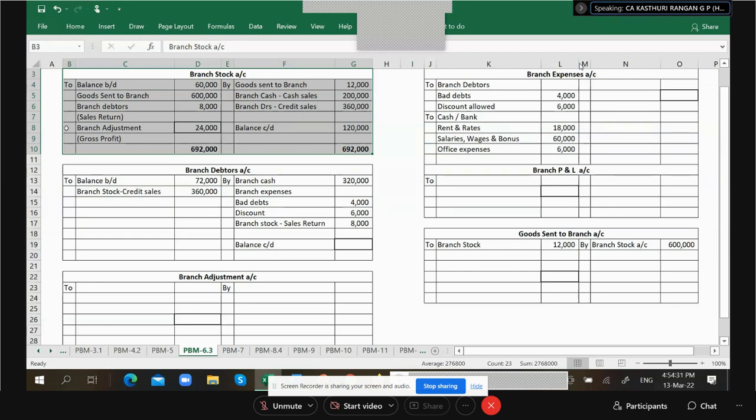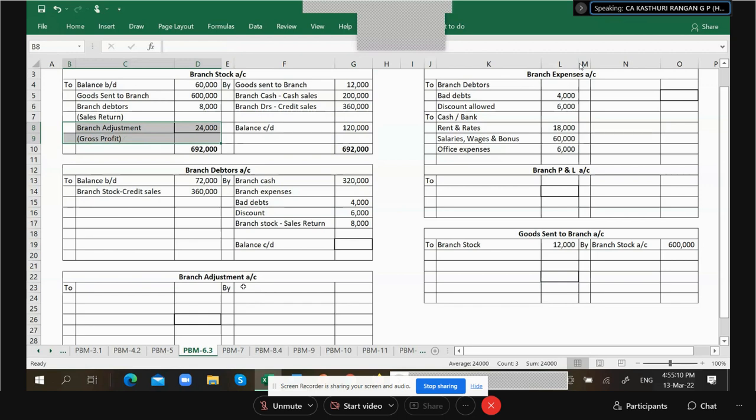Why? Because this profit of 24,000 is based on invoice price, including loading element. But the loading is between the HO and branch. It is internal. So to eliminate the loading, we have to transfer the profit to the adjustment account first, make entries for removal of loading. Then the net amount in the adjustment account should be transferred to P&L account. So from the branch stock to branch adjustment, what is the entry for gross profit?